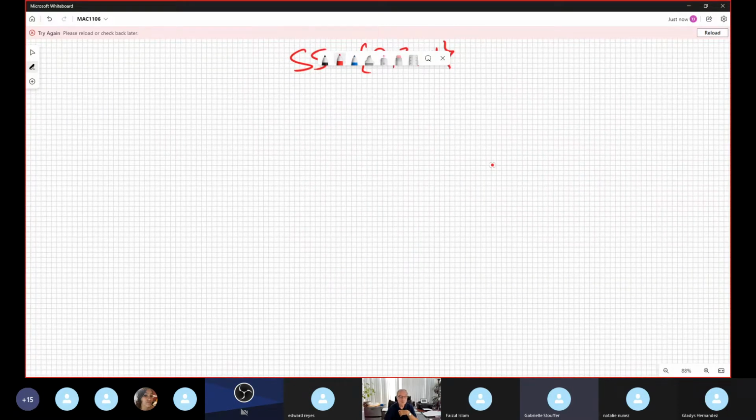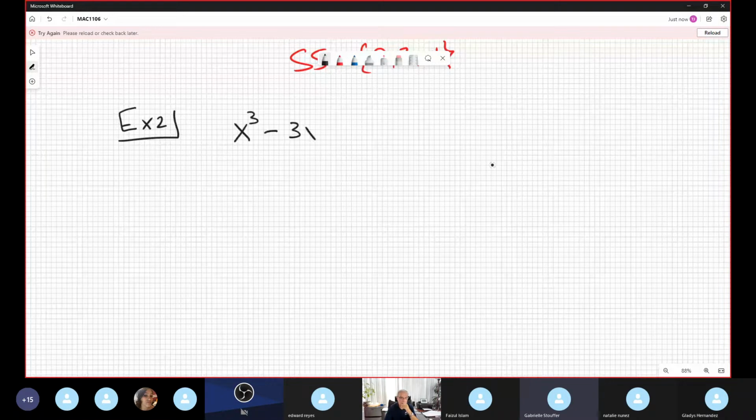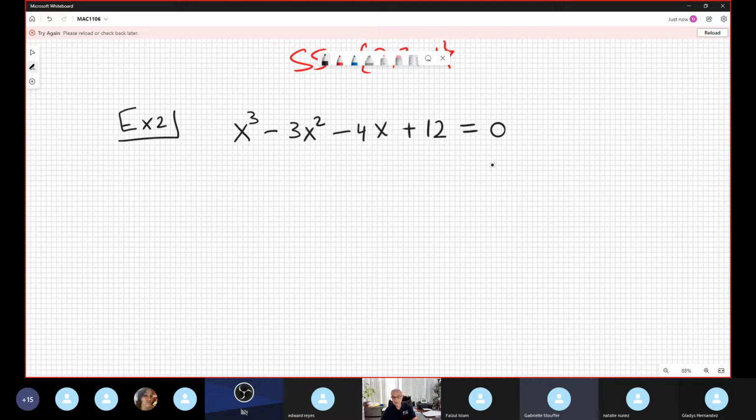Example 2. Let me try. x cubed minus 3x squared minus 4x plus 12 equal to 0. My question is, is it a polynomial equation, yes or no?